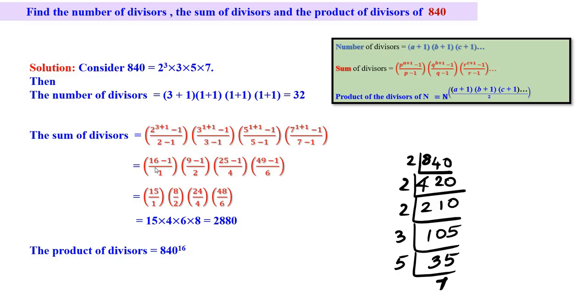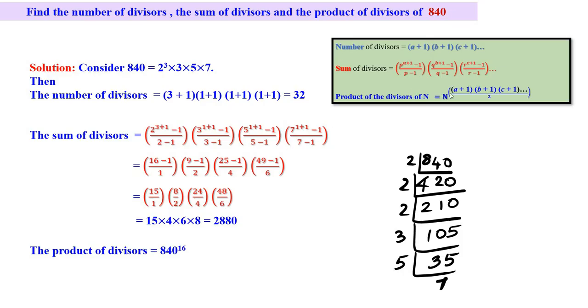This should be further simplified. So you have 16 minus 1 is 15, 9 minus 1 is 8, 25 minus 1 is 24, 49 minus 1 is 48, and in the denominator 1, 2, 4, 6 remain as such. Then on simplification, 8 by 2 is 4, 24 by 4 is 6, 48 by 6 is 8. On multiplication this gives you this. So the sum of divisors of 840 is 2880.